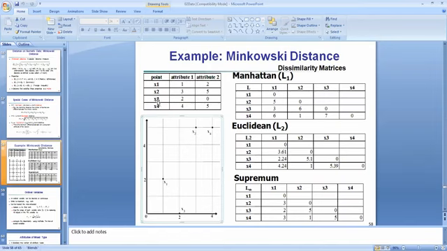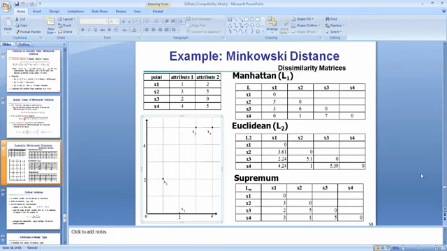Then for the point x3, attribute 1 is 2 and attribute 2 is 0. Then for the point x4, attribute 1 is 4 and attribute 2 is 5. So this is exactly what the matrices are.